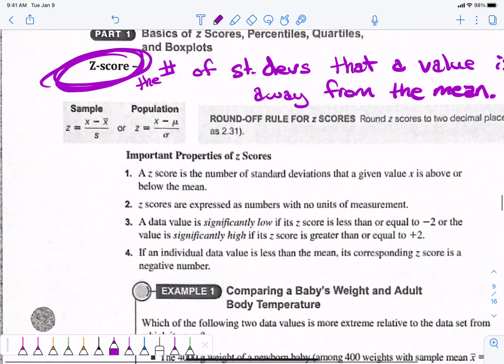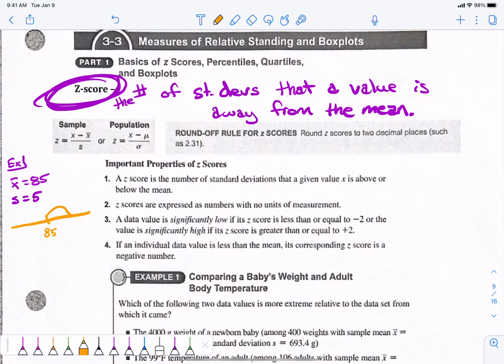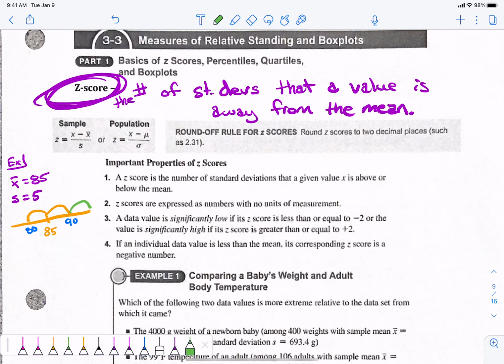All right, here's my example. I'm going to do an example over here. I'm going to still use this example. X bar is 85. This is like scores on a test with a standard deviation of 5. I've been using that same example this whole time, right? So that means if I slap 85 on a number line, one standard deviation on either side would be at like 90 and 80. Two standard deviations would be at like 75 and 95. Let's just do those two because I'm running out of room.